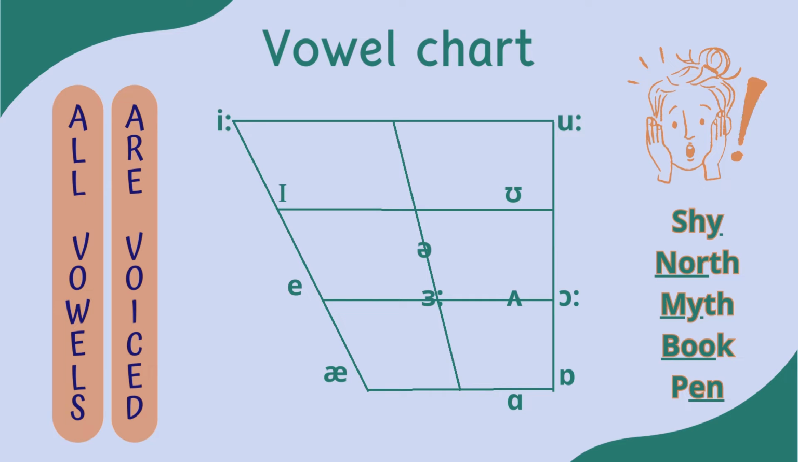Now, here you have some easy words to practice and recognize the vibration in every part of the word. Pay special attention to the vowel sounds. So let's try together. Shy, north, myth, book, pen. Excellent.